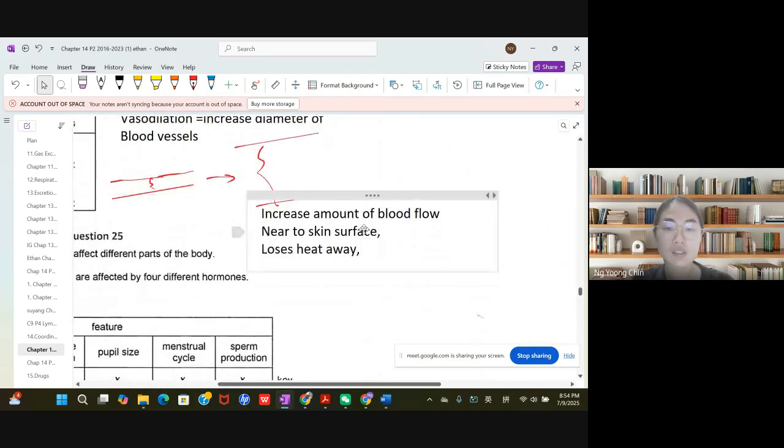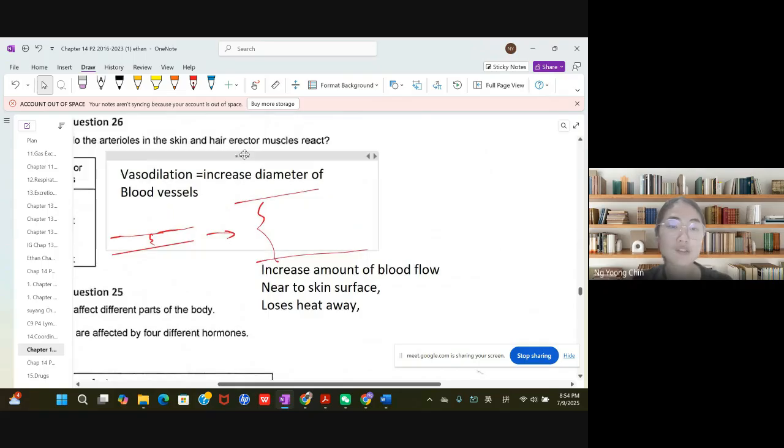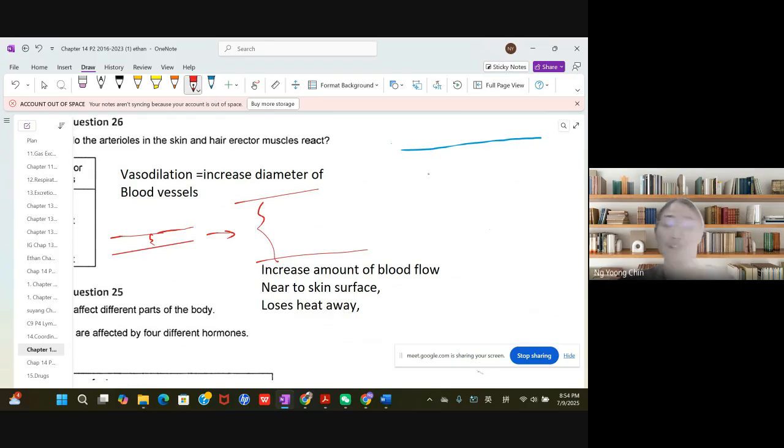So whenever you have these vasoconstrictions, you can just imagine, right? This is a skin surface. And then here is a vasoconstriction. Oh, sorry, here's a vasodilation. Okay, so whenever you increase the diameter of the blood vessel, you will cause more blood flow near the skin surface, so they can lose more heat. So you're able to reduce the temperature.